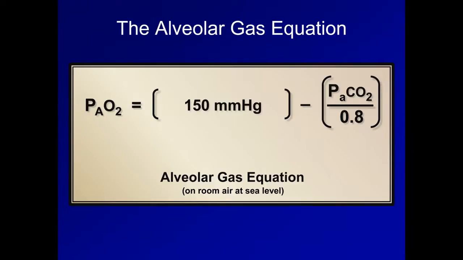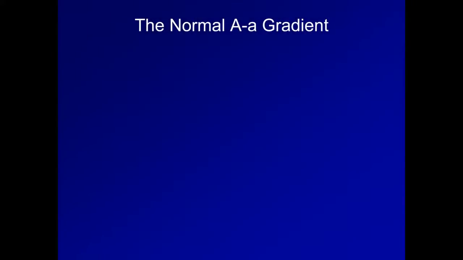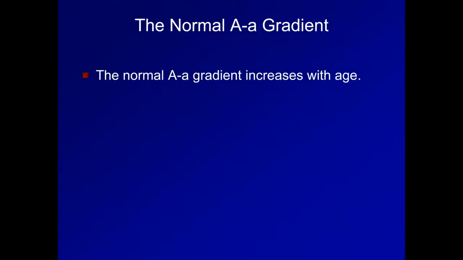So now that we can estimate P big A O2, and since P little a O2 can be measured directly, we can now calculate the AA gradient. However, we need something to compare it to in order to know if a patient's AA gradient is actually abnormal. Unfortunately, there is no one normal range for the AA gradient because it increases with age.